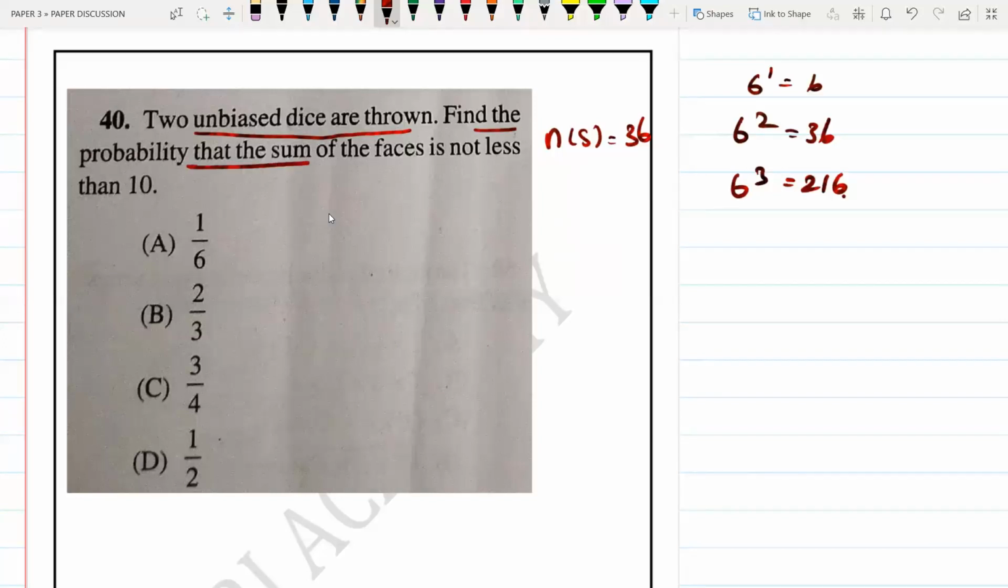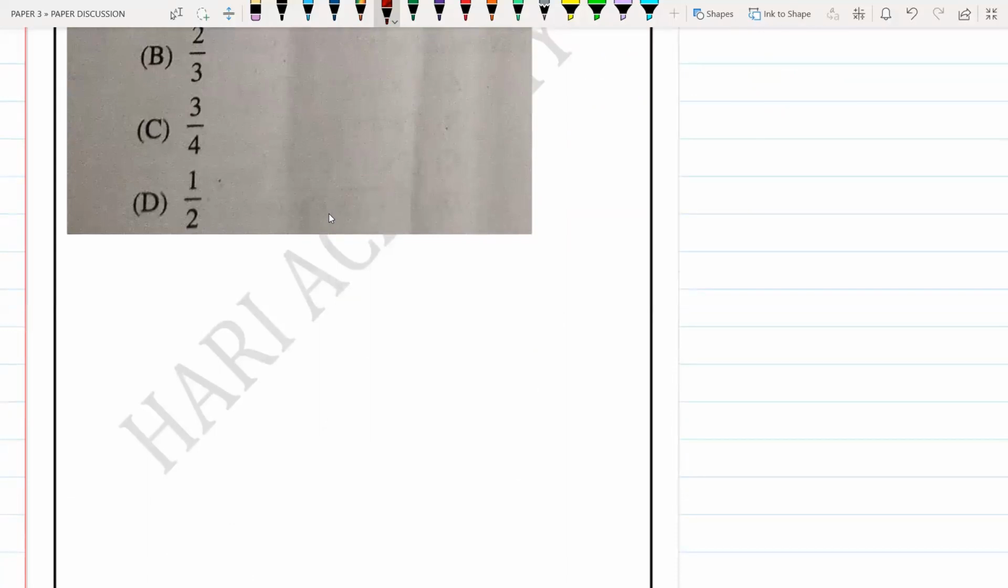Find the probability that the sum of the faces is not less than 10. Not less than 10, the sum they are asking. If you remember, 4 comma 5, its total sum is 9. It will start from 4 comma 6, since not less than 10 is used. So 10 and above 10. Greater than or equal to 10. Sum is greater than or equal to 10.